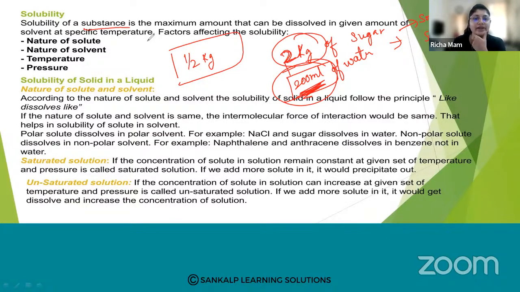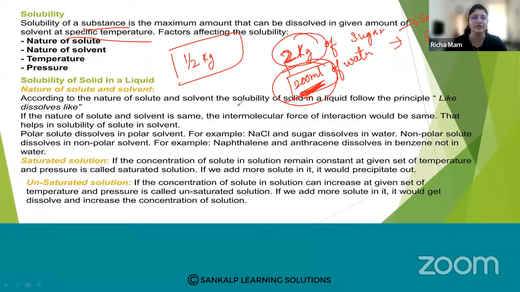So the solubility of a substance is the maximum amount that can be dissolved in a given amount of solvent at a specific temperature. So at a specific temperature only this is possible. Every particular substance has a solubility ratio, meaning the maximum amount it can dissolve.